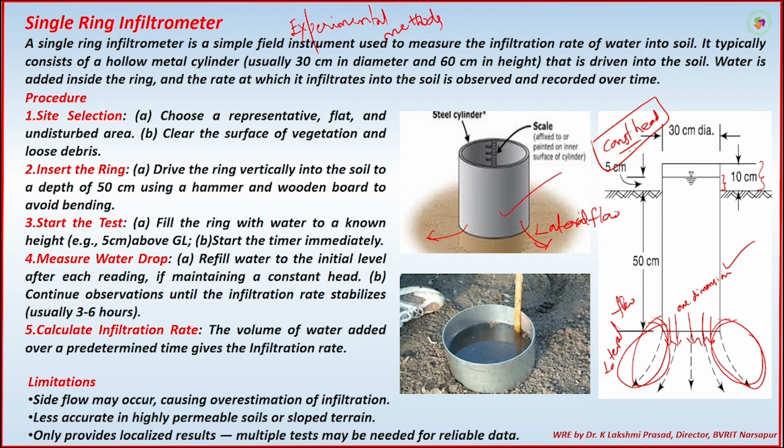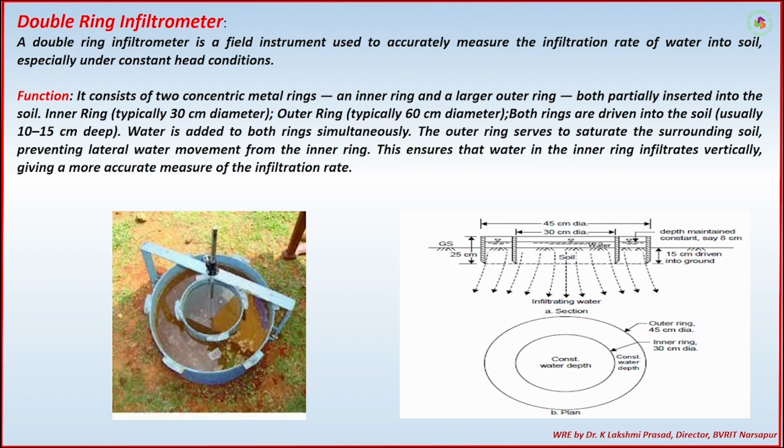To overcome that difficulty, we have gone for the double ring infiltrometer. See the double rings actually. One inner ring is this, outer ring is this. Inner ring diameter is 30 centimeters, outer ring diameter is 60 centimeters. So two concentric rings we have taken.